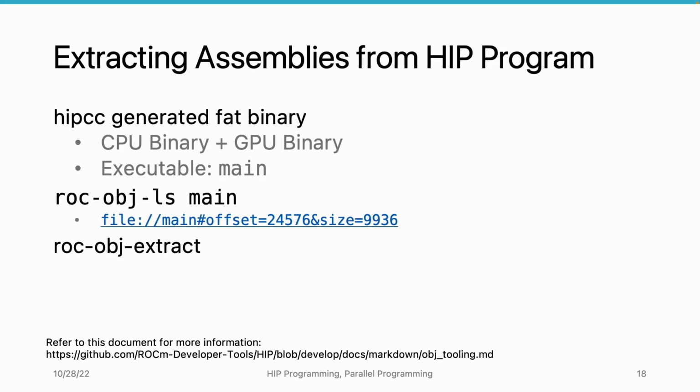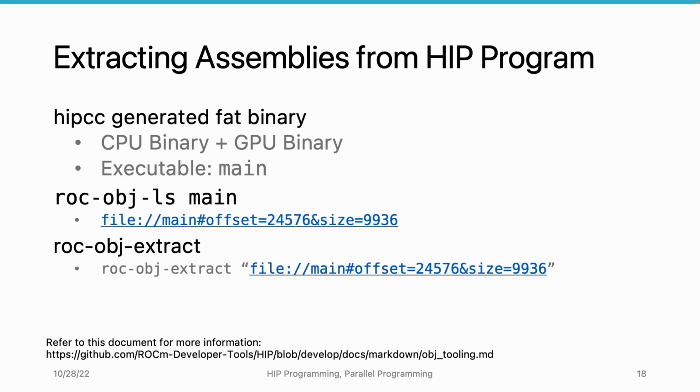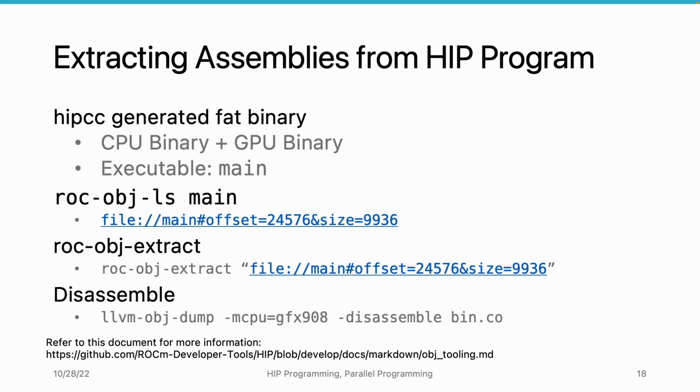Now we can use rocm-obj-extract to extract this GPU binary. We can use rocm-obj-extract with the file name and the offset and the size. This command will dump the binary. If we want to disassemble it, we can use llvm-objdump with mcpu gfx908. It really depends on which particular chip you are using, so you have to match the binary with the GPU chip that you are using. With this disassemble command, then you can eventually generate a bin.co, which stands for code object.